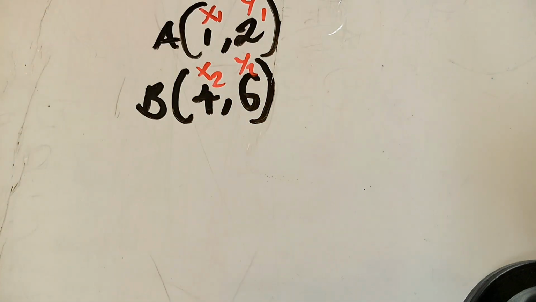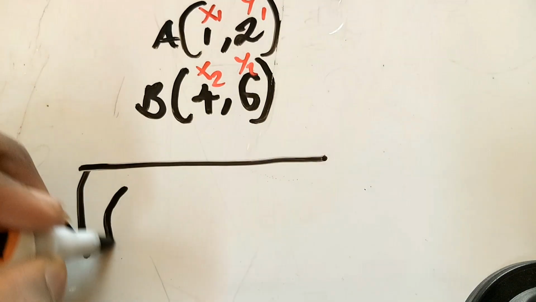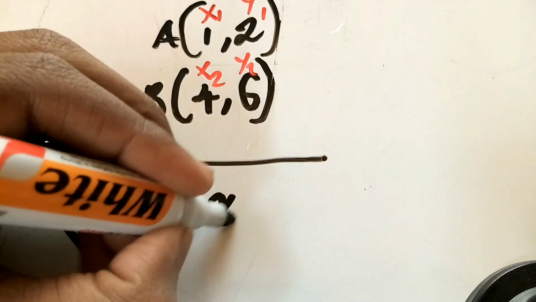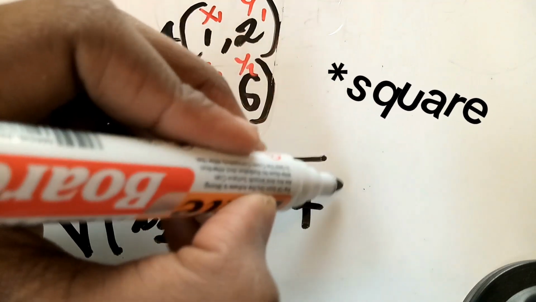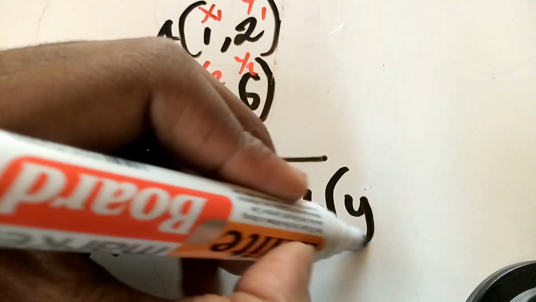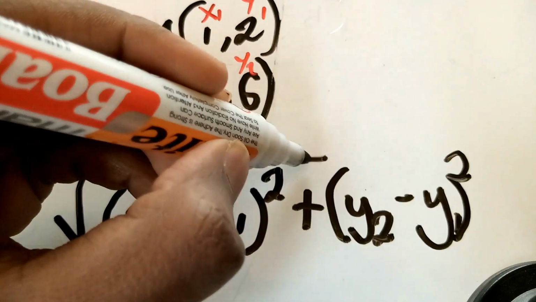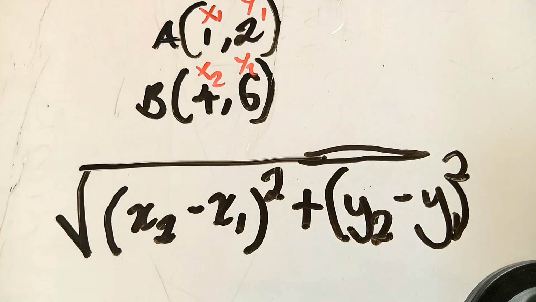So the formula for distance between two points on the Cartesian plane is given as the square root of (x2 minus x1), close your bracket, squared, plus (y2 minus y1), you square that too. You have to find the square root of that whole thing. So that is the formula for finding the distance between those two points.